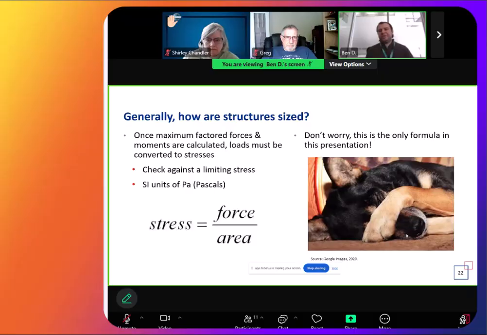And generally, how we size structures, this is the only formula in the presentation: stress equals force divided by area. So we find the forces, we calculate those, and then based on allowable stress, which is dependent on the material, we can size the members, so the area.